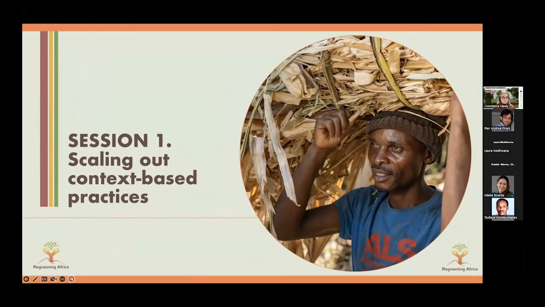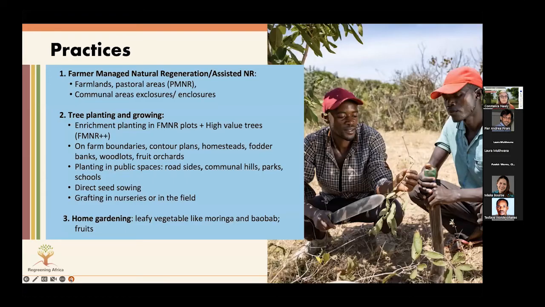Thank you so much, Constance, and thank you to Bernard and Ravi for wonderful opening remarks. We are just about to start our first session, which is really looking at scaling out context-based practices. I'd like to invite my colleague, Sammy Carson, to just speak to the next two slides. Thank you so much, Mika.